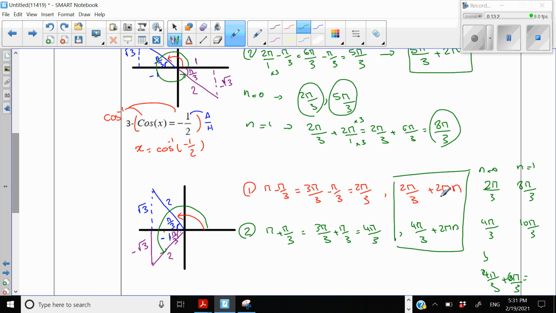So this is how you find the general solution, and from there you can find as many number of answers as you want.